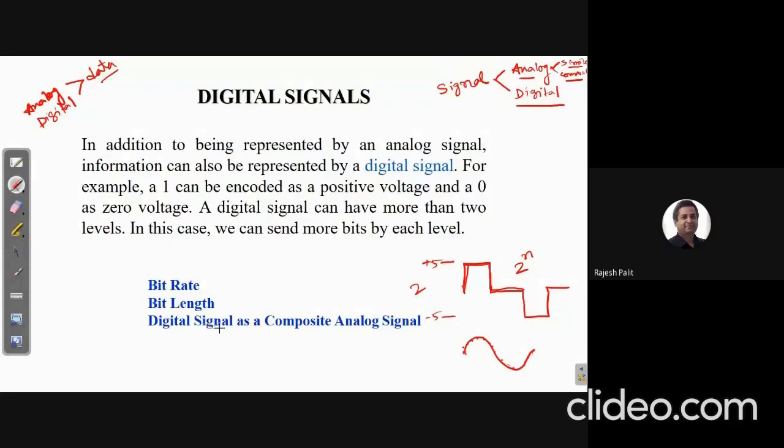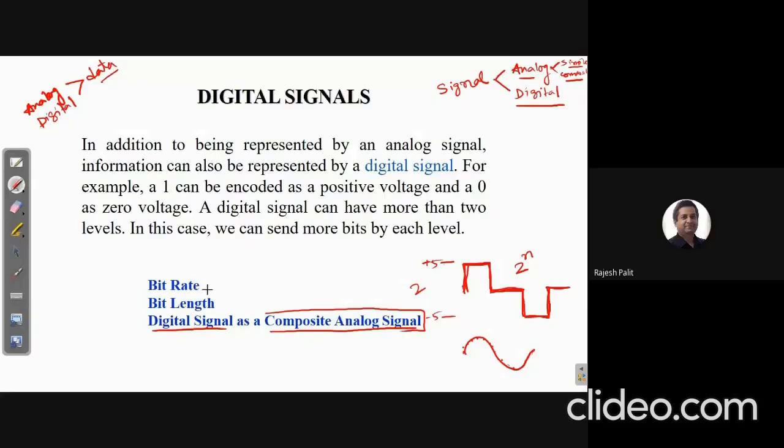Now, a digital signal is a square wave. If we do the Fourier analysis, we can represent it as a composite analog signal. That means if we decompose it, it is a composite analog signal. We will see this further later on.